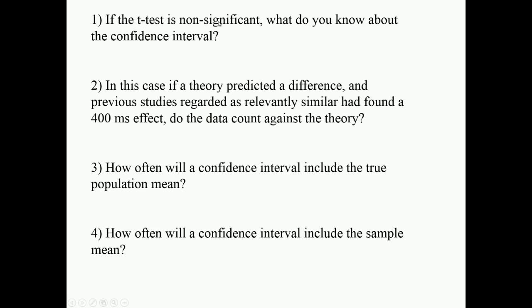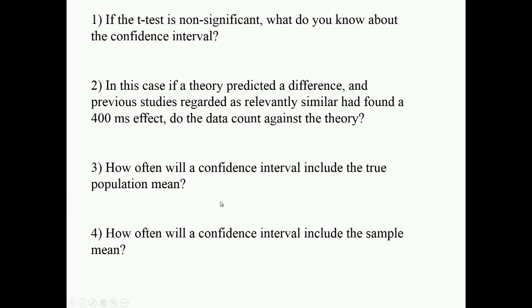Okay, if the t-test is non-significant, here's something we know about the confidence interval: it includes 0. Right? Now, we had an interval that went from minus 51 to plus 471. It goes all the way up to 471. It includes 0. Well, we knew that because it was non-significant, right? Minus 50 to plus 471 includes 0. Now, just bear in mind it goes up to 471 for the second question.